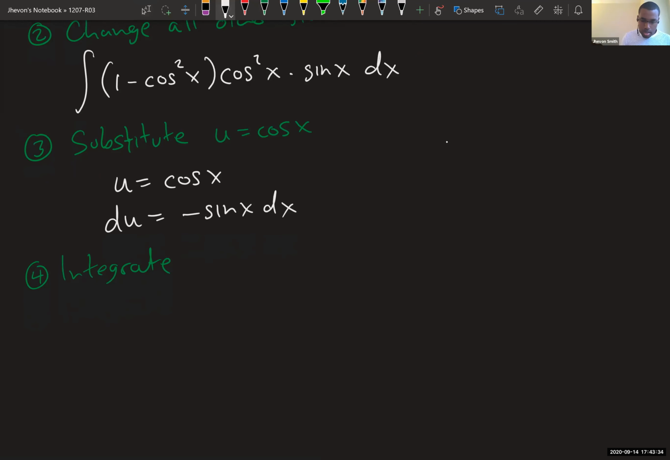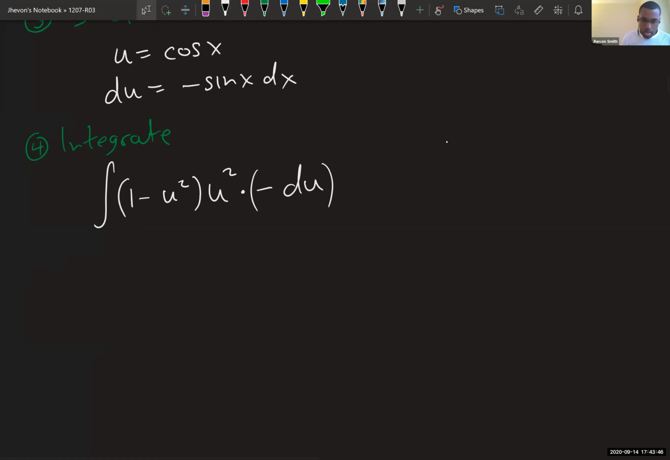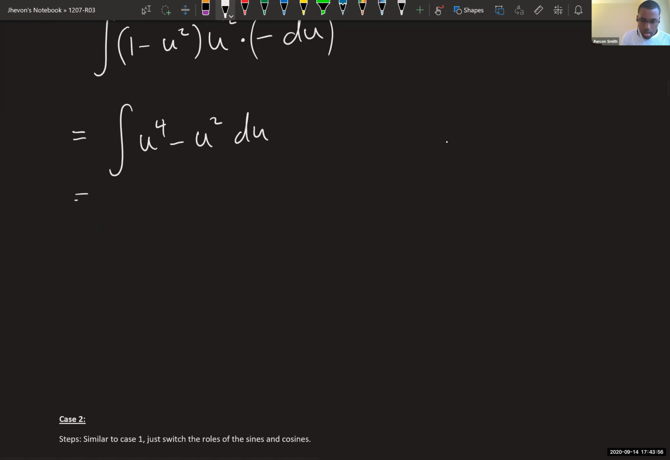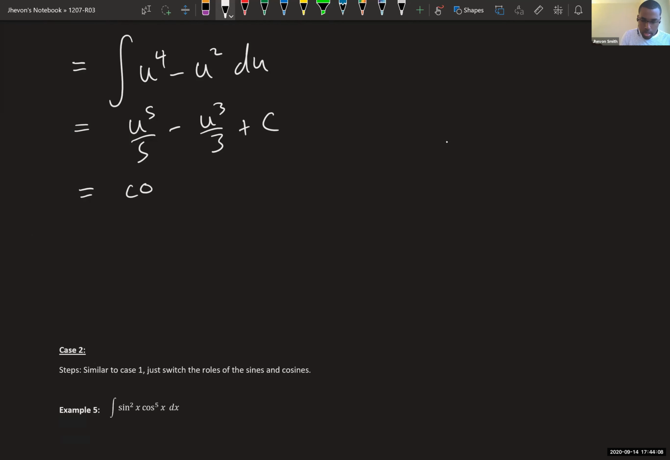So that is going to leave us with 1 minus u squared times u squared times minus du. So this now becomes the integral of u to the 4th minus u squared du. And that's going to be u to the 5th over 5 minus u cubed over 3 plus c. And that's just going to be cosine.